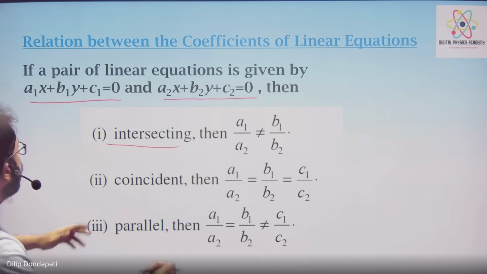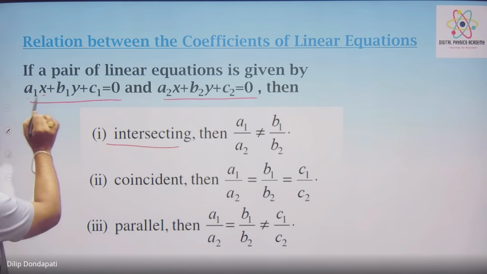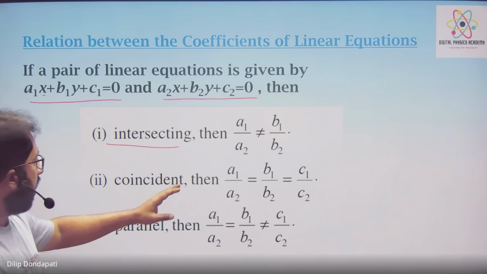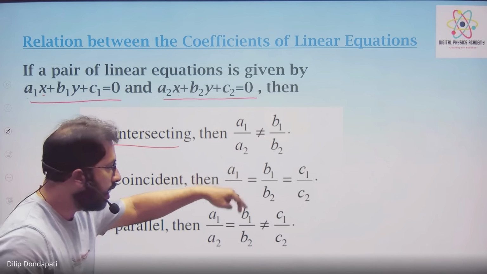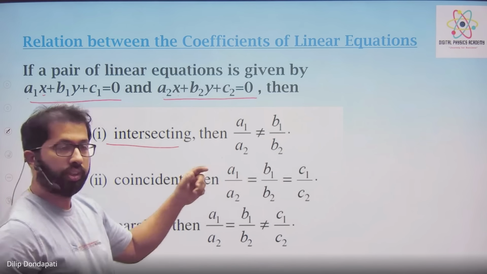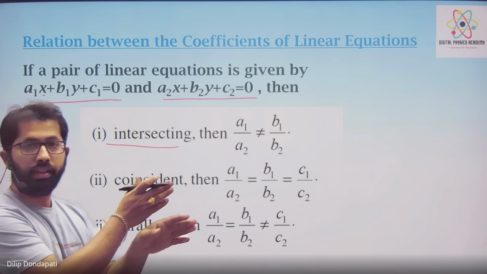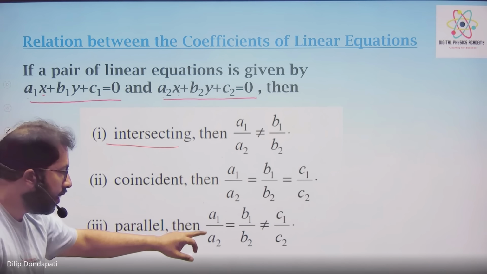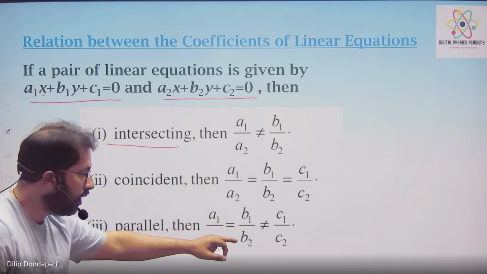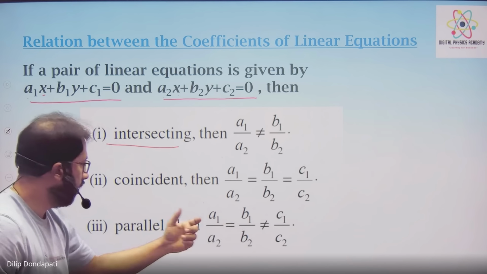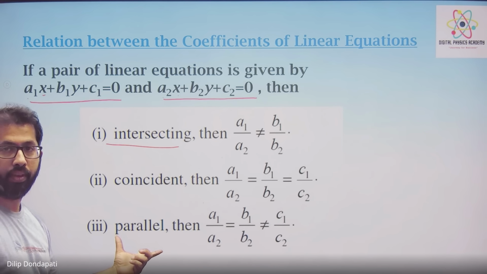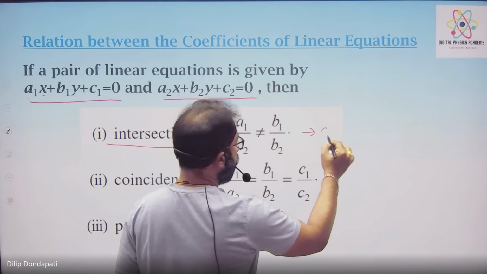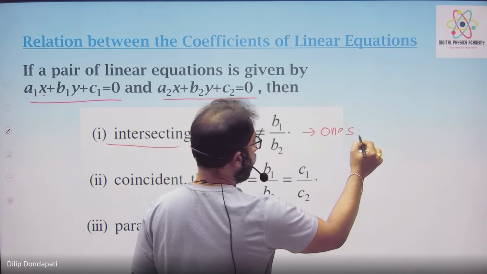Okay. A1, A2, you know, right? Coefficient of x is a1, coefficient of x is a2, of the two equations. And suppose if all are equal, I told you that is coincident lines. One lies on top of the other. Okay. If a1 by a2 is equal to b1 by b2 is not equal to c1 by c2, it is called parallel. Okay. And intersecting has how many solutions? One solution.